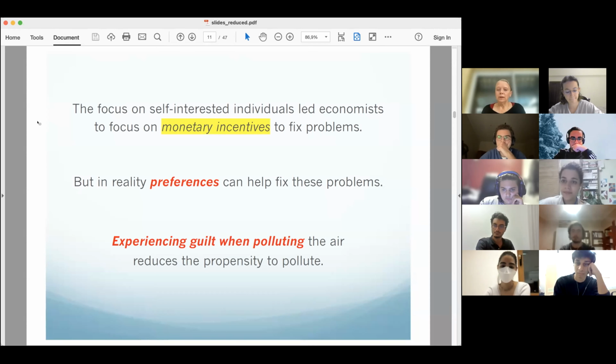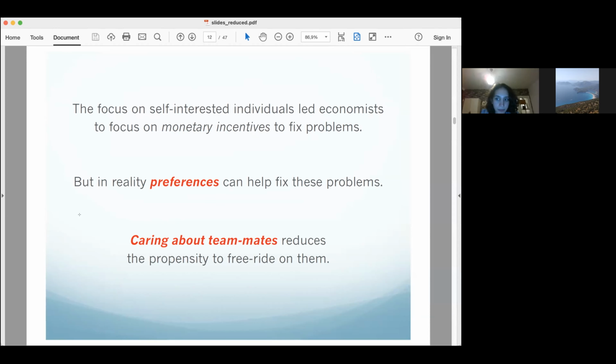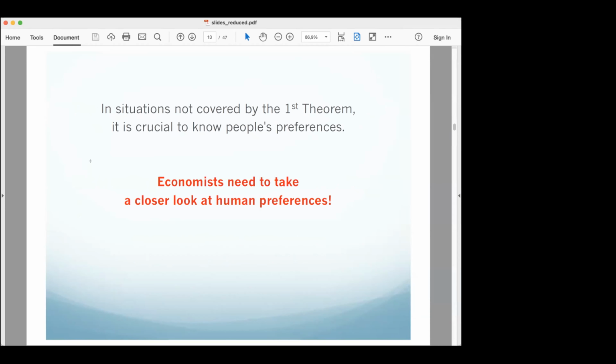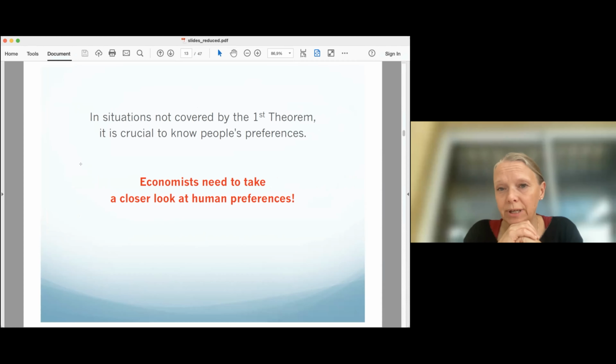So, for example, an individual who experiences guilt when polluting the air will tend to take the car less often, and so this will reduce the propensity to pollute. If in a firm the people do care about their teammates, this will also reduce the propensity to free ride on teammates. Okay, so in situations not covered by the first theorem, it is really crucial, right, to know what people's preferences are to properly address any issues there may be.